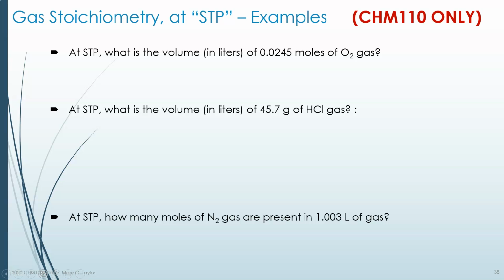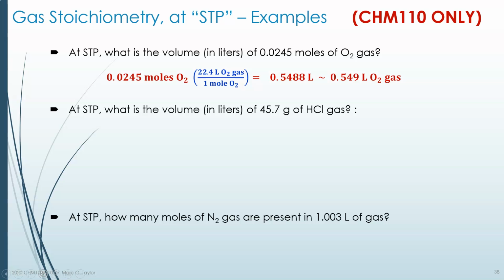So we do what we always do when we're converting things. We start with the thing we have, 0.0245 moles of gas. And then we create a conversion factor. We put moles of oxygen on the bottom because we want to cancel that. And we put liters of oxygen on the top. And we know that 1 mole is equivalent to 22.4 liters. But remember, this is only true at STP.